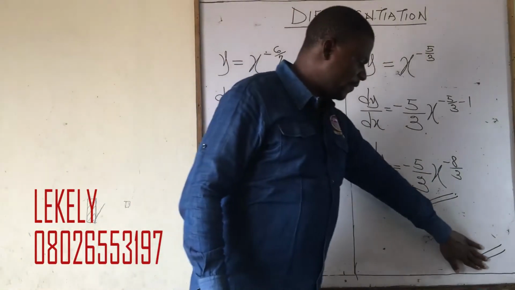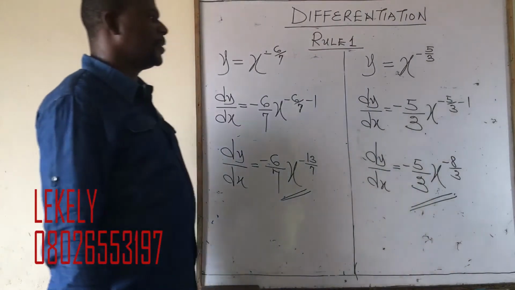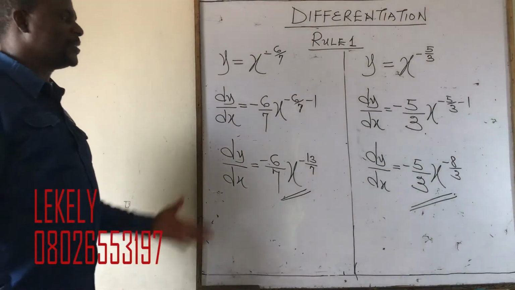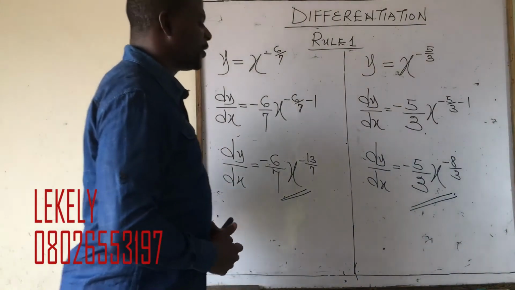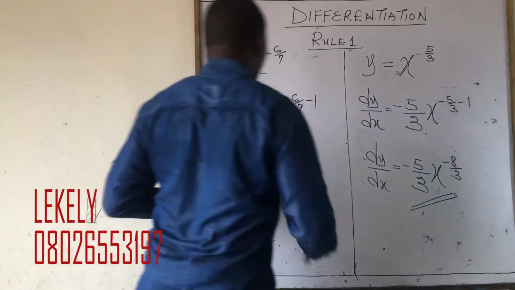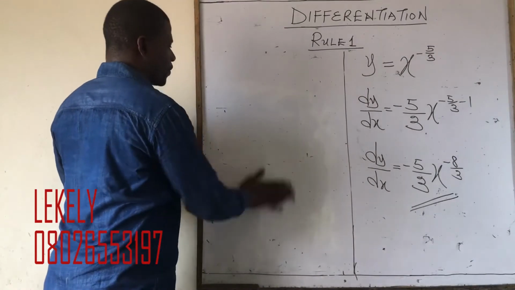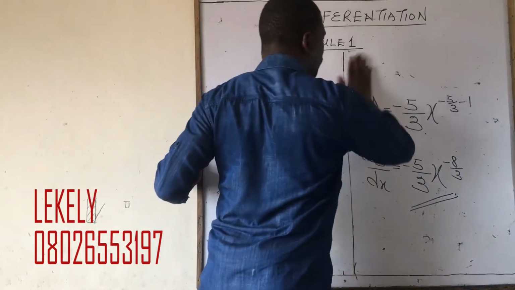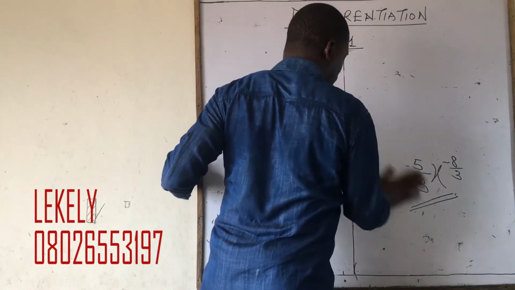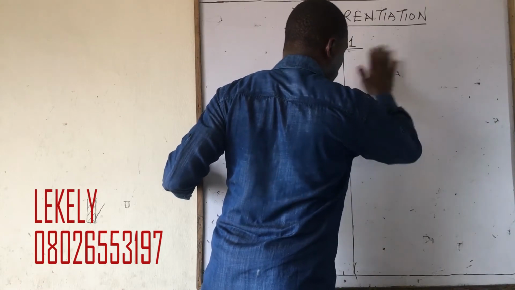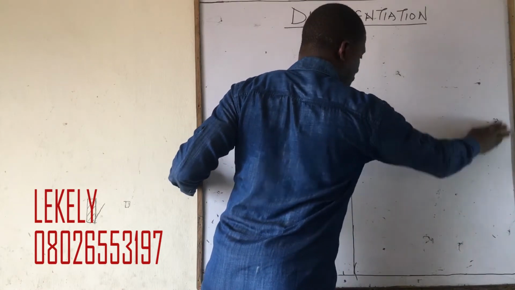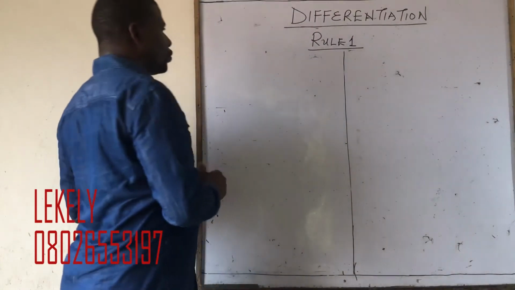That is rule 1. So when you see any question on rule 1, this is how to differentiate. Okay, quickly, let's move to rule 2.